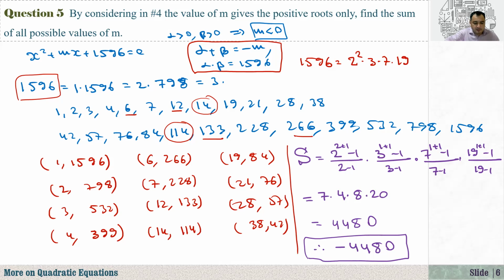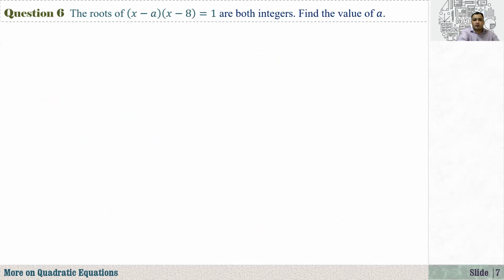All right, another question, question 6. The roots of (x minus a) times (x minus 8) is equal to 1 are both integers. Find the value of a. Okay, here it says the roots, right? If you substitute something for x, it must be equal to 1. Both are integers. So that means that x minus 8, since x is an integer, is an integer. And also on the right hand side, we have an integer.